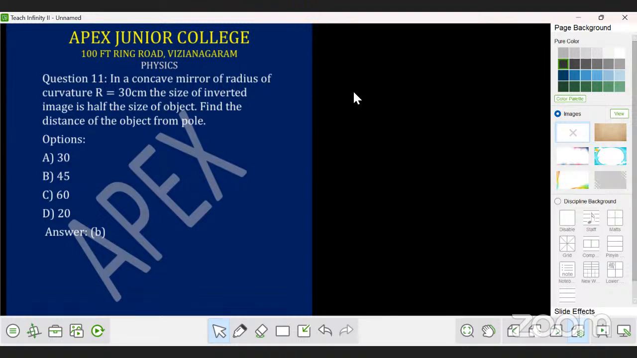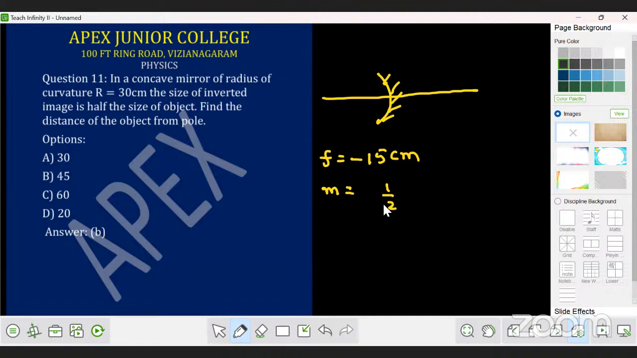You see here, one concave mirror is given. Here the case is given for concave mirror. And then what is given? Radius of curvature is 30. That means focal length will be half of the radius of curvature only, 15 centimeters. But of course it is concave mirror, so that it is minus 15 centimeters. And what else is given? The image is inverted and size is half. That means magnification is half only. Inverted image, so minus sign.